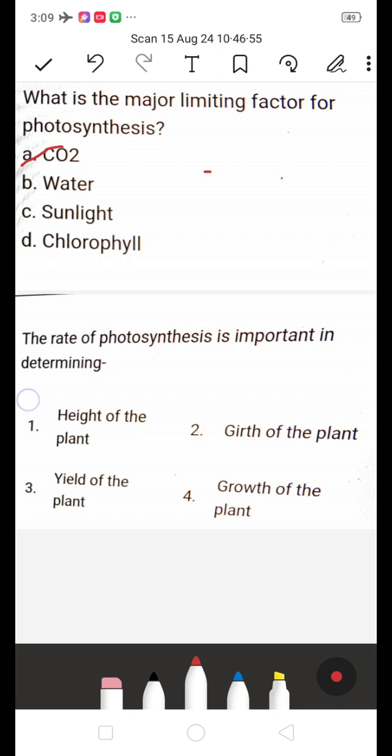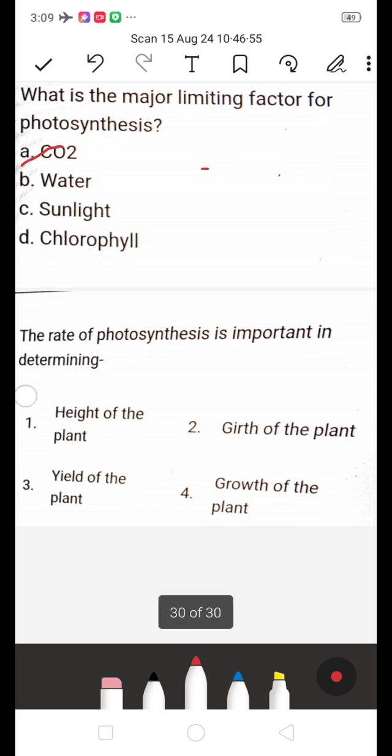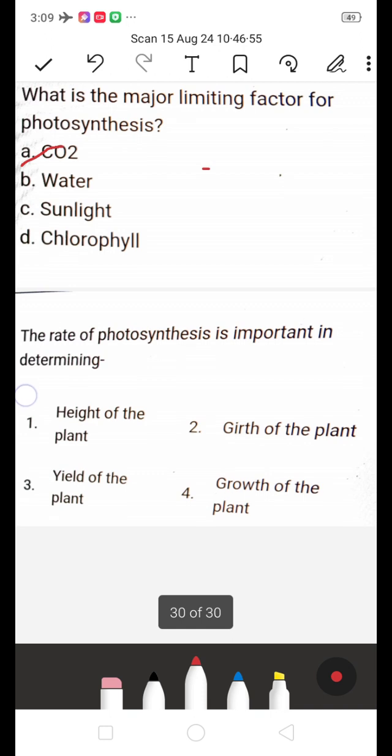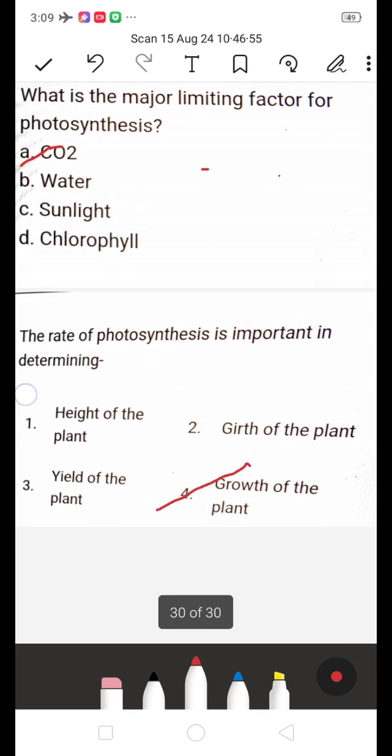The rate of photosynthesis is important in determining: height of the plant, yield of the plant, girth of the plant, or growth of the plant? The rate of photosynthesis is important in determining the growth of the plant. This is the right option.